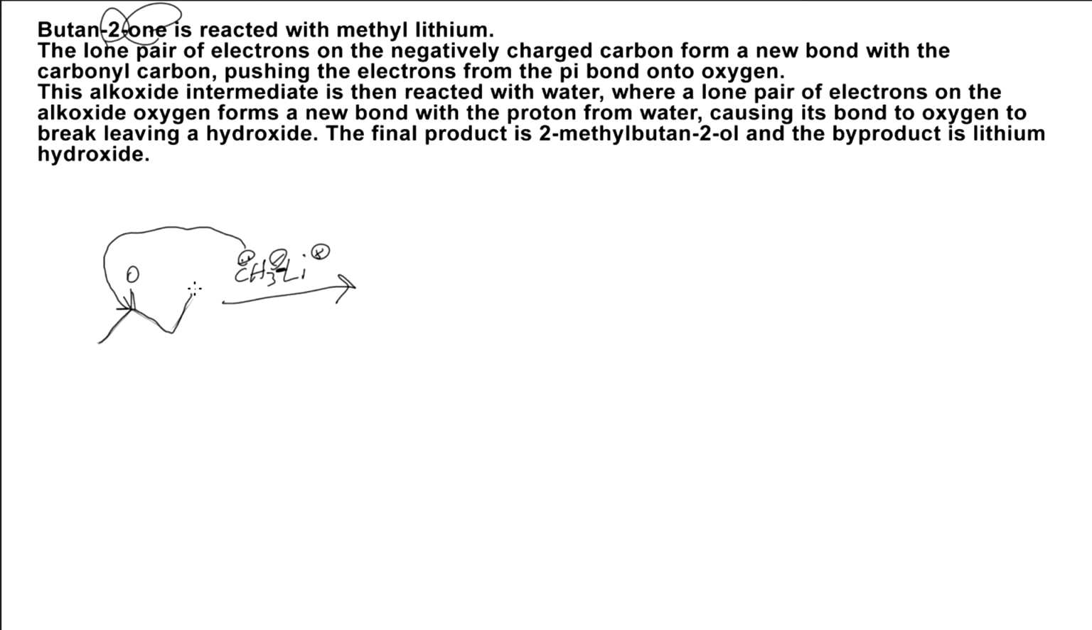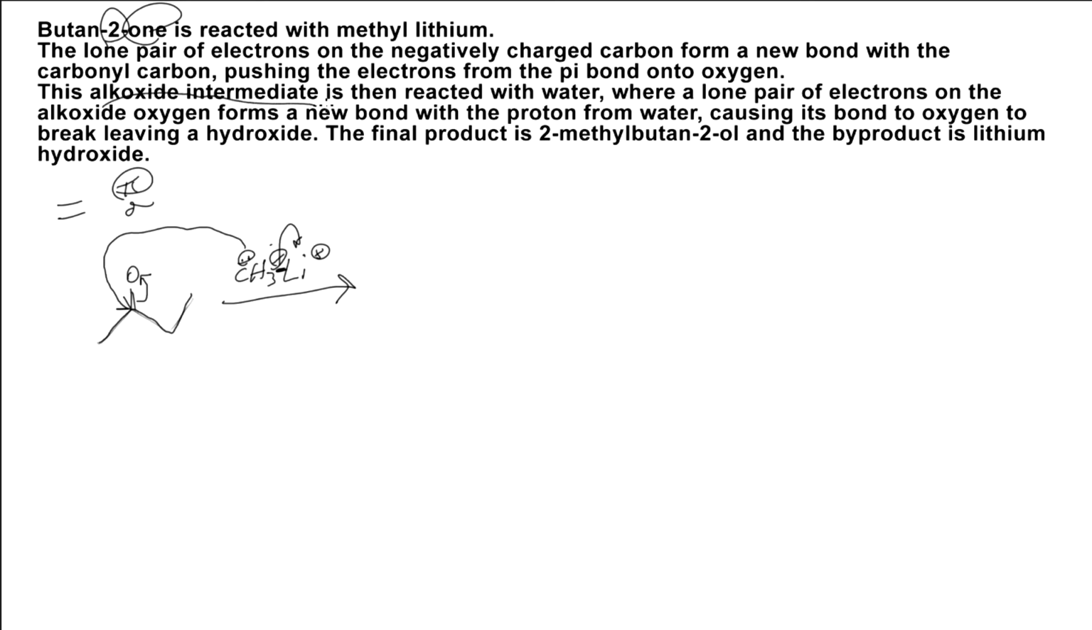And it says that it's going to push electrons from the pi bond, which is this double bond, made up of a pi bond and a sigma bond, and this pi bond is going to be weaker, so it's going to act like a lone pair of electrons in a sense, and those electrons are going to get pushed onto the oxygen here. I also forgot to mention that this bond is going to break here, and those electrons are going to go onto the lithium. So what we end up getting here is this alkoxide intermediate, as it says in this step right here.